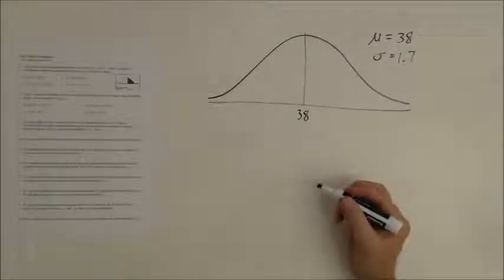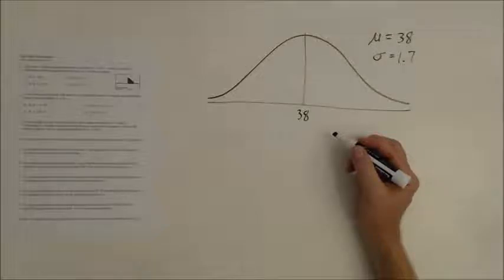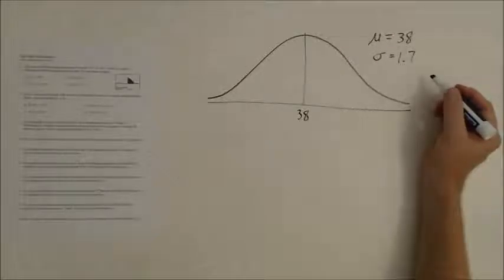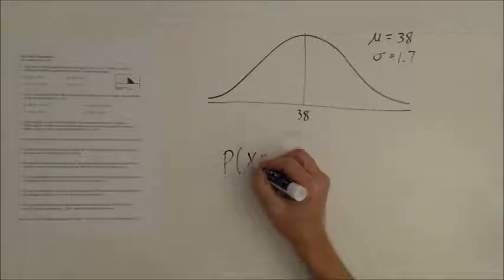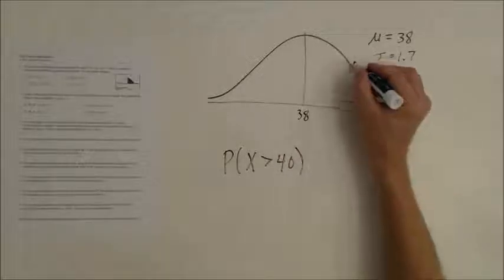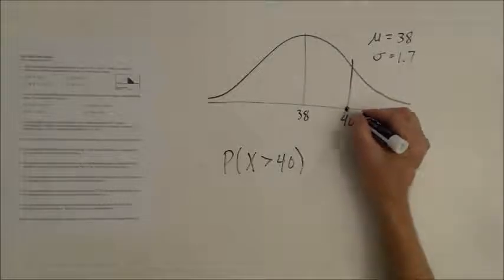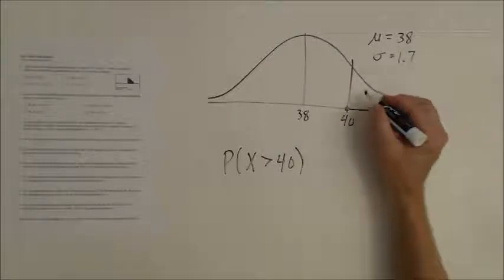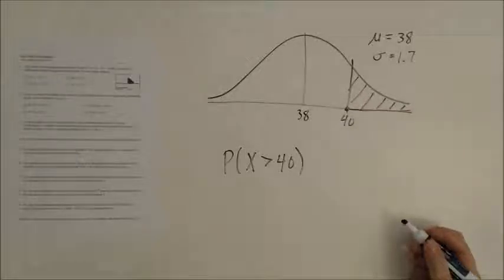In problem 3, we're told the average height of the hay crop is 38 inches, with a standard deviation of 1.7 inches. If we're asked to determine what proportion of the crop is greater than 40 inches in height, we're simply looking at that portion of the distribution that lies at a height of 40 or greater. That area under the curve, corresponding to this interval, is the proportion we're looking for.